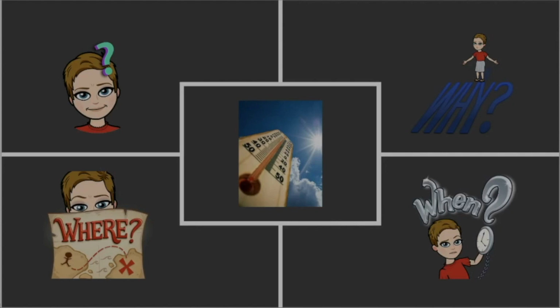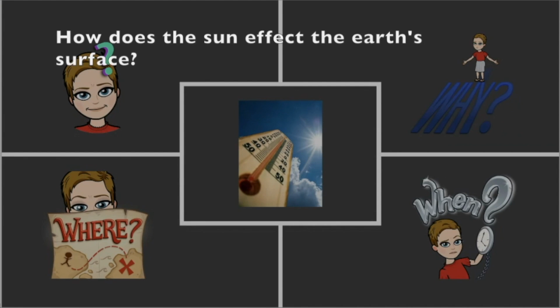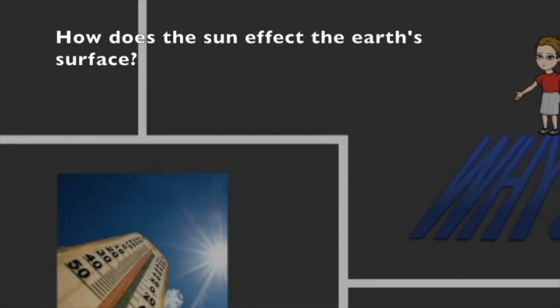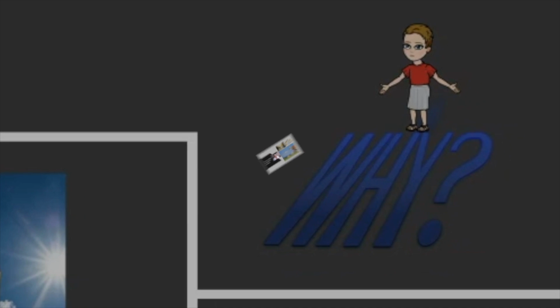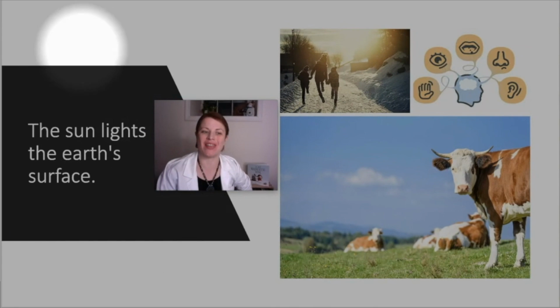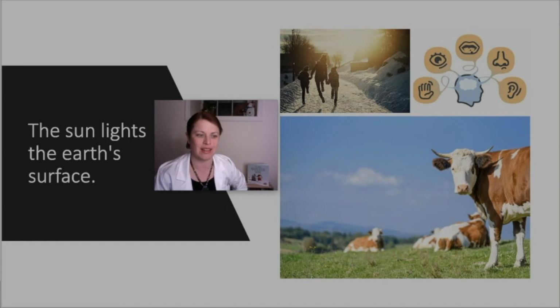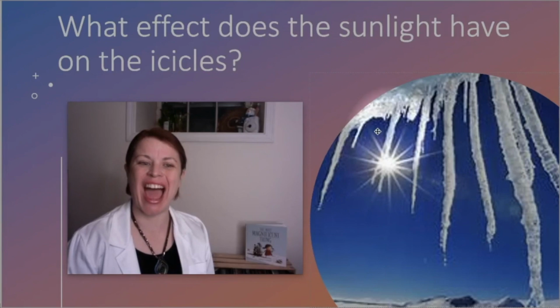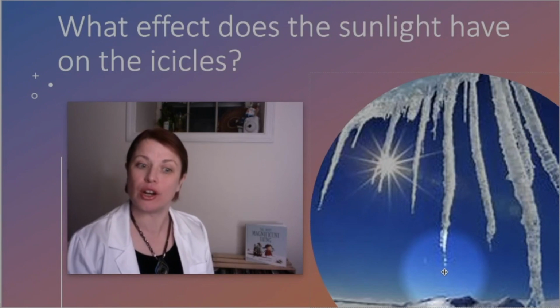Last week, we started to compare amounts of daylight. This week, we are going to start to think about the effects of sunlight. We need to do this by asking questions about what we observe about sunlight. We have been learning that the sun lights the Earth's surface. Now it is time to learn a different job of the sun. When the sun shines, it will heat the Earth's surface.